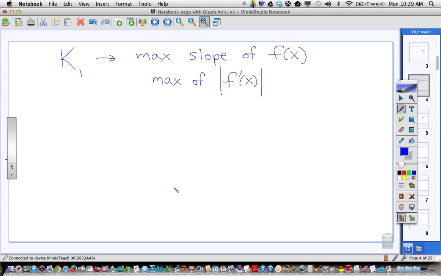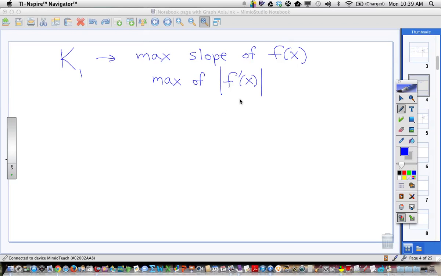Max slope of F, which would be the max of F prime, right? F prime is the slopes. So we want the slope of F or the max of F prime. So here's how I would suggest doing this, and here's how I'm going to let you do this: get on your calculators, and let's graph F prime.